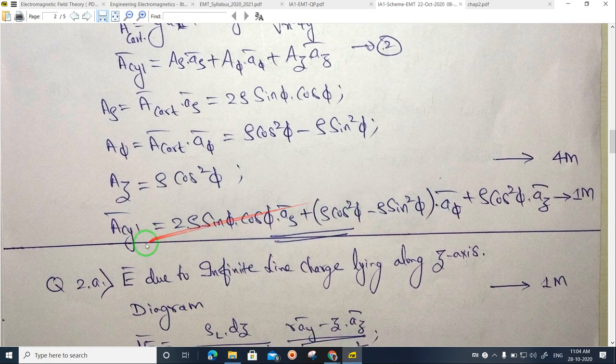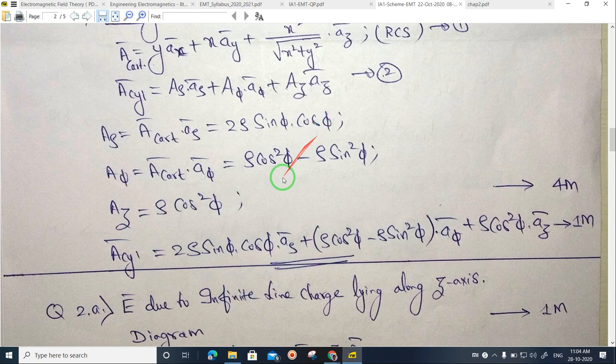And some people still have kept it in x, y, z. So we know what x is. x equals rho cos phi, y equals rho sin phi. We know the conversion from Cartesian to cylindrical. You have to substitute all those things. Right?